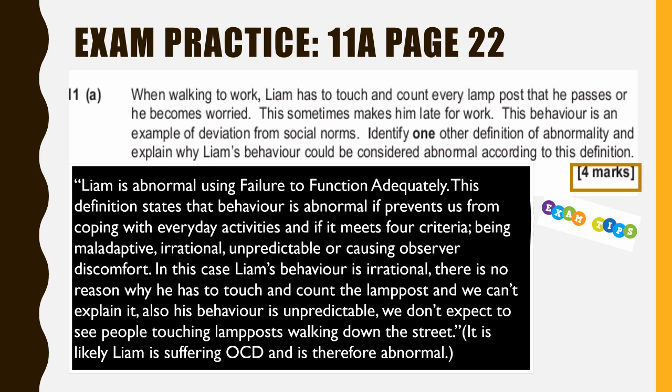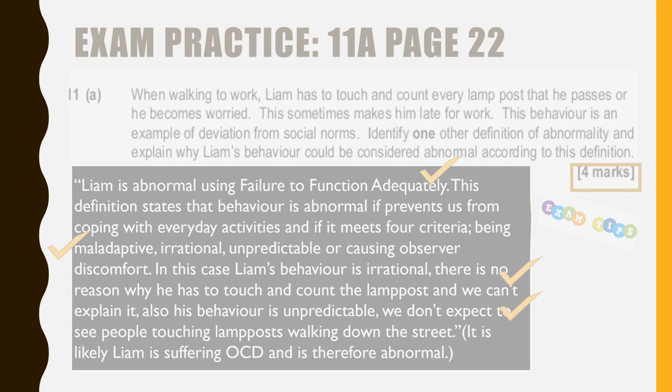In this case, Liam's behaviour is irrational. There is no reason why he has to touch and count the lamppost and we can't explain it. Also, his behaviour is unpredictable. We don't expect to see people touching lampposts walking down the street. So I've named it, I've outlined the definition, I've elaborated it and I've applied it, okay? So your answer should include all of those things, all right? So give yourself a mark out of 4 now and your teacher will check that.